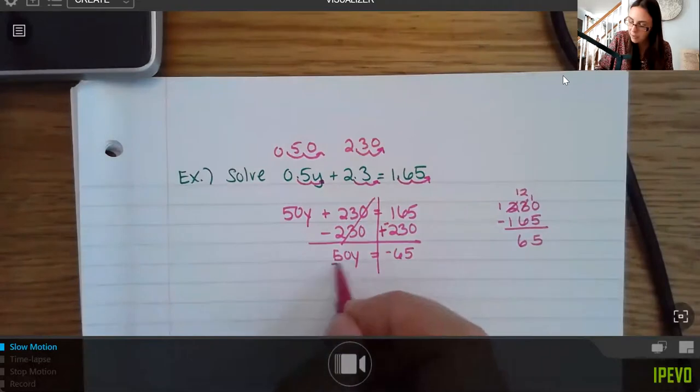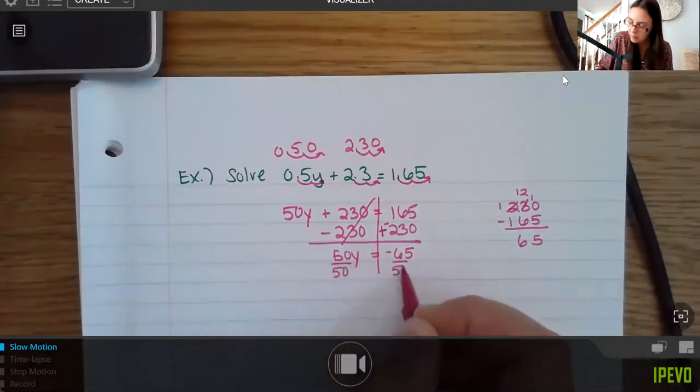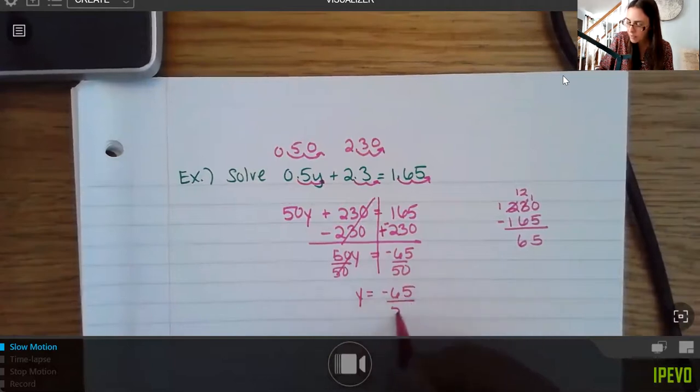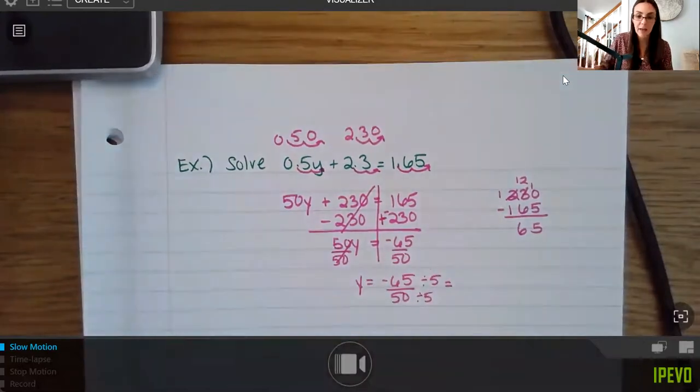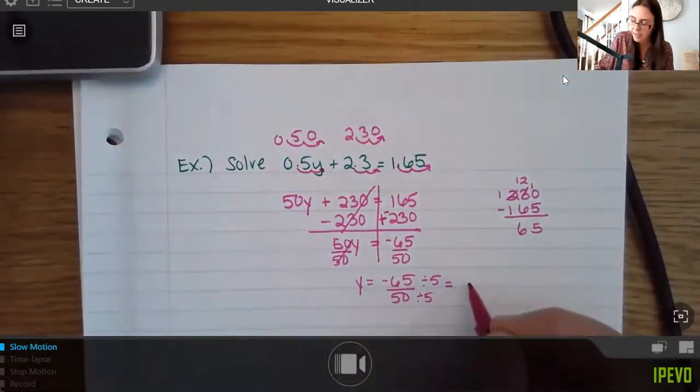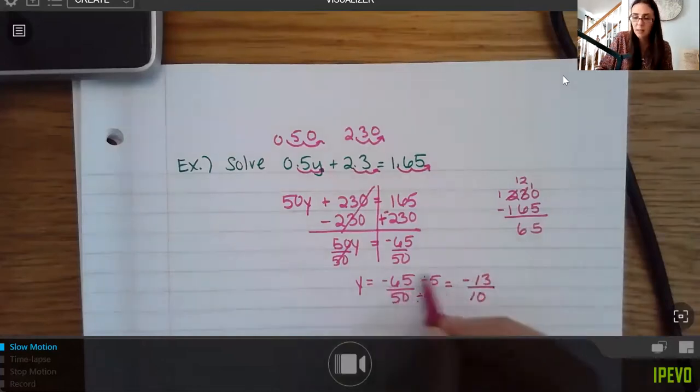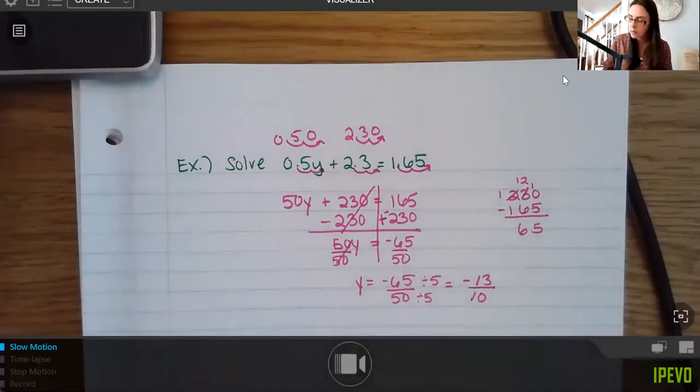Now I can go ahead and divide by 50. So I have negative 65 over 50. I am recognizing that these are both divisible by 5, right? Because they end in 5 or 0. So I'm actually going to simplify a little bit first here. So I end up with negative, this would be 13, and this would be 10. If you can't do this in your head, that's okay. Just do it out on the side.